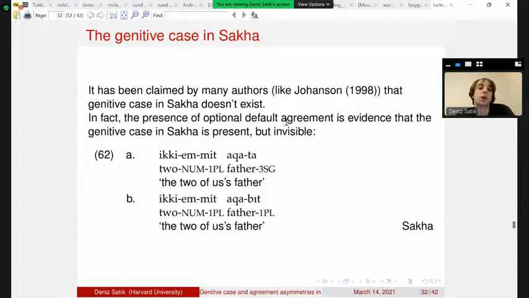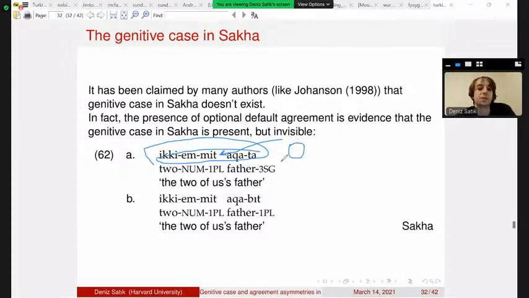So it's been claimed by many authors that the genitive case in Saha doesn't exist. But in my view, the default agreement phenomenon that we talked about just before is evidence that the genitive case in Saha is present, but just merely invisible. So the two of us as fathers, iki mit ata, that's fine, as I mentioned before, in Saha, and iki mit abit is also fine in Saha. And how would this be possible at all if there wasn't genitive case present here, but merely invisible?